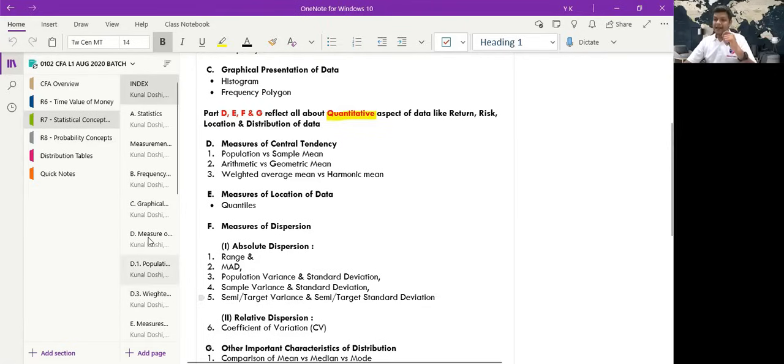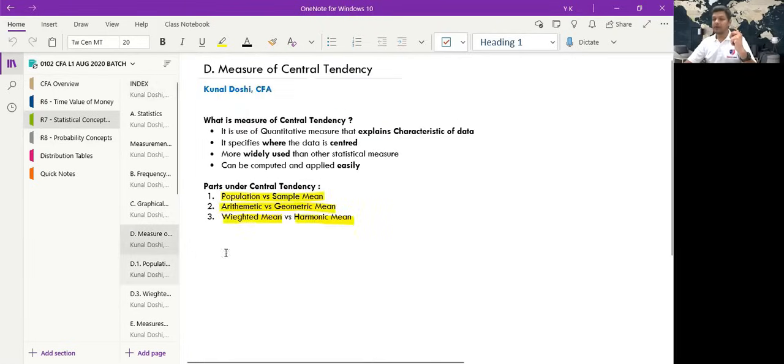So in terms of measures of central tendency, what do we mean by central tendency? Let me go to that. Central tendency is nothing but it will explain to us the characteristic of data, the overall quantitative aspect. It tells us the characteristics of the data. It tells us where the data is centered. So when we plot the data, where the data is concentrated, it is concentrated around something, and that is what we call the mean.